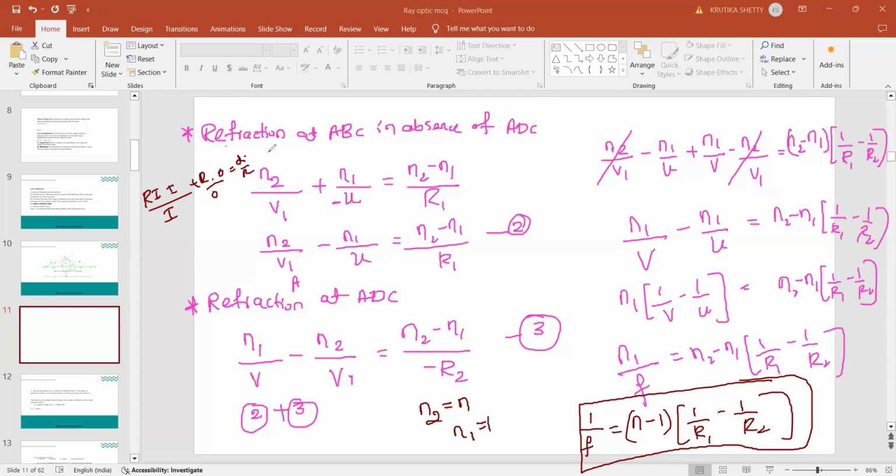So R1 is positive because it is the right side measurement. R2 is negative because it is from the left side measurement.